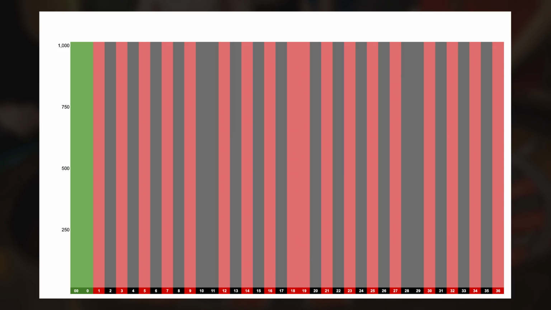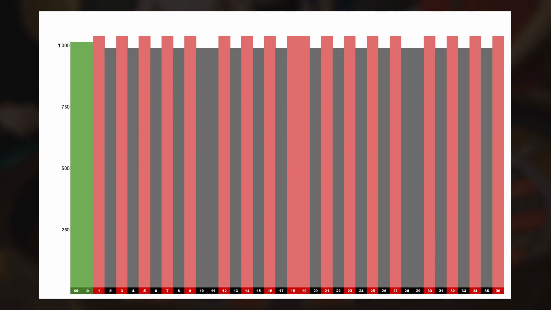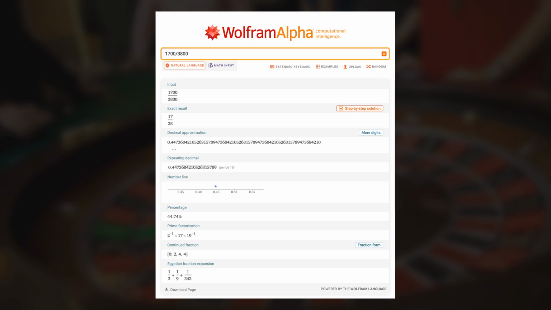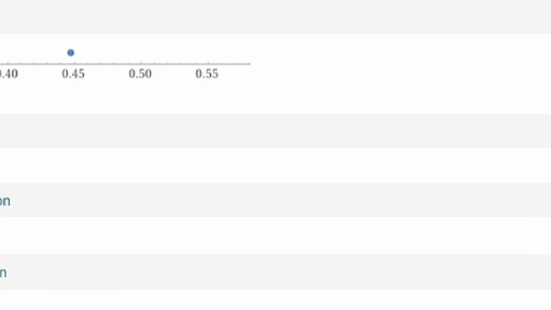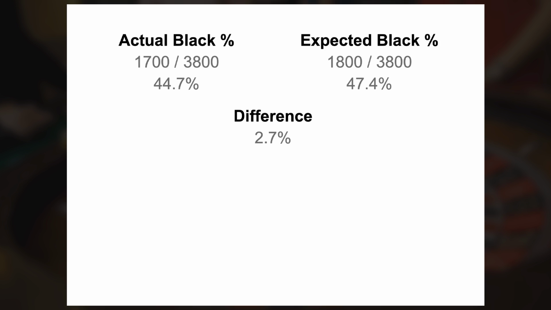For instance, on a double zero roulette wheel, after 3,800 spins, you'd expect to see 1,800 reds and 1,800 blacks. But what if we experience 1,900 reds and 1,700 blacks? If we look at the hits on black, we've hit it 1,700 out of 3,800 times, or about 44.7% of the time. That's about 2.7% lower than the 47.4% hit rate we'd expect. So that means that over time, we'd have to have a surplus of black numbers in order to make up for that deficit, right? Right?